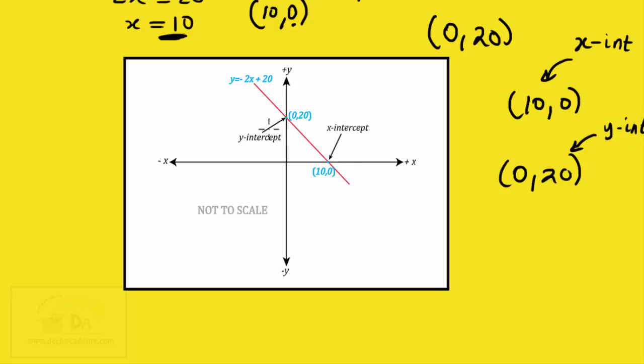Now I plotted a graph. As you can see, the y-intercept has coordinates of 0 and 20. The x-intercept has coordinates of 10 and 0, as we expected. So I'm going to reiterate.